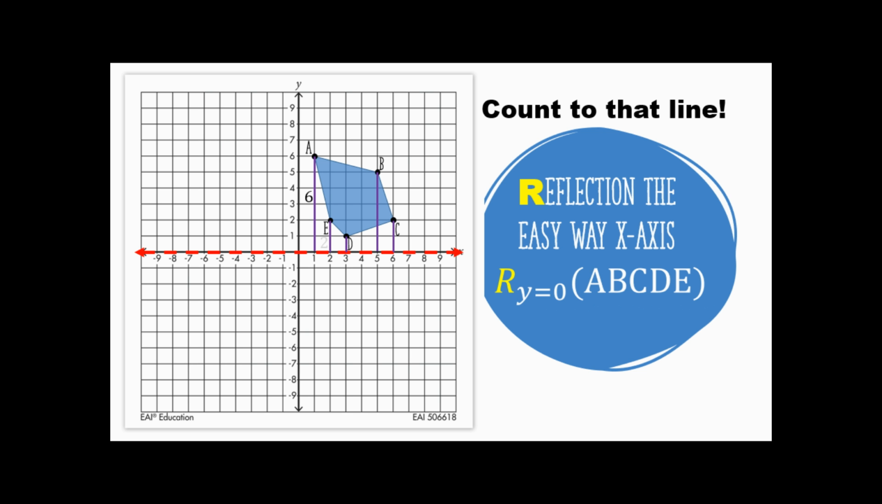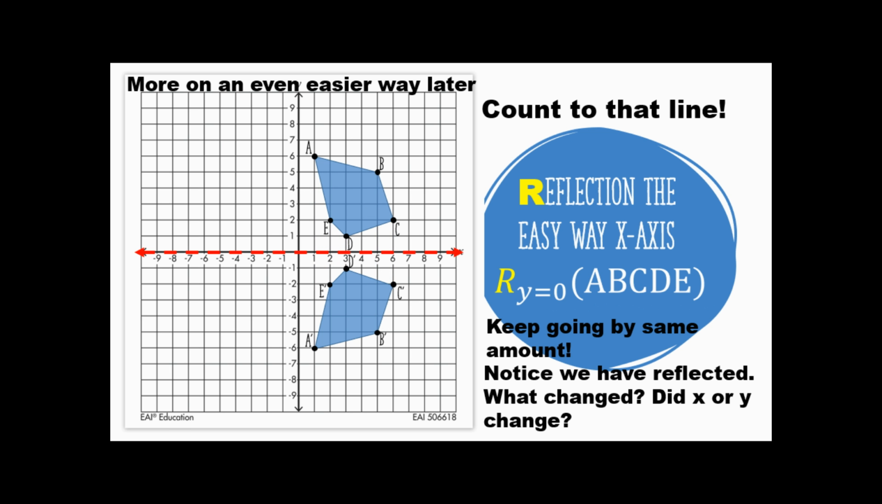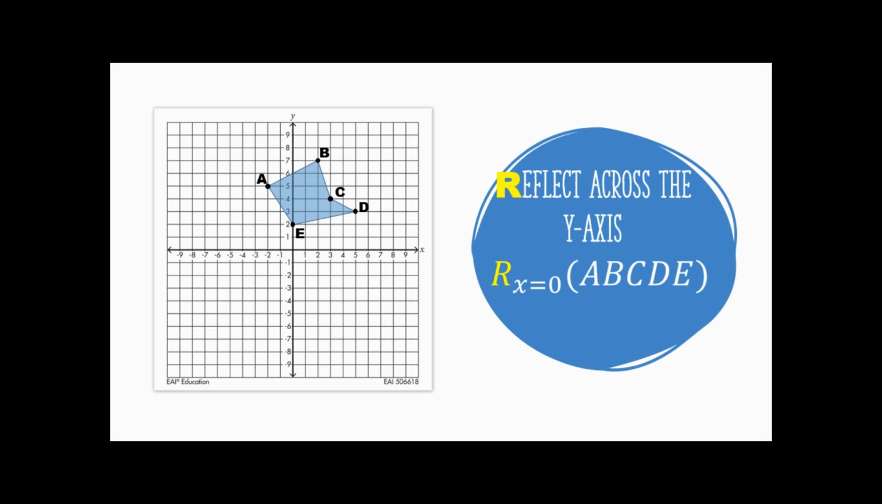Notice that the A point dropped by 6, E by 2, D by 1, B by 5, and C by 2. So we're going to keep going by that same amount. In other words, we're going to drop A even more by 6, E by 2 more, D by 1 more, B by 5 more, and C by 2 more to get our new shape, A prime, B prime, C prime, D prime, E prime. What changed? Did x or y change? Notice that A prime has the same x value as A, and so does B prime. So it's the y term that changed. Reflect across the x-axis.